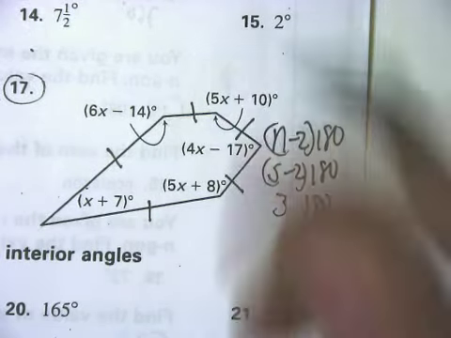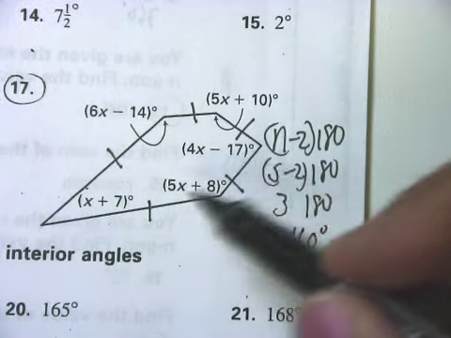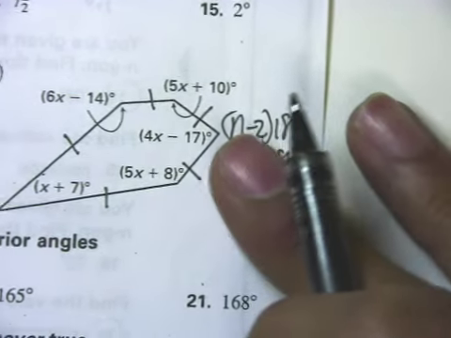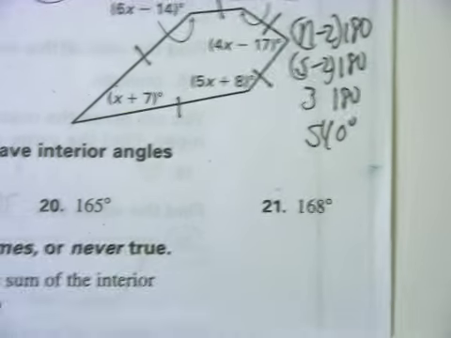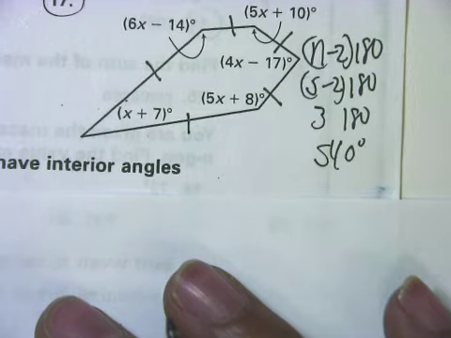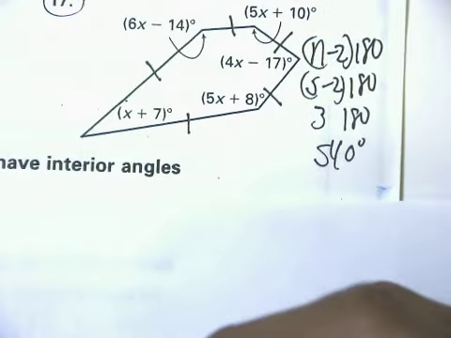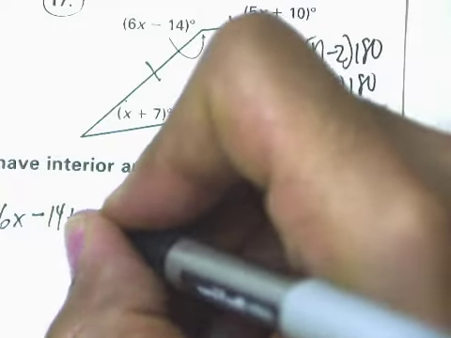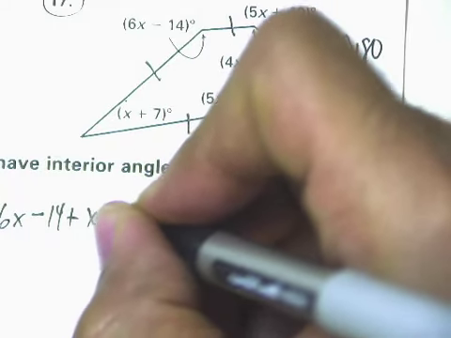N minus 2 times 180. 5 minus 2 times 180. 3 times 180. And 3 times 180 gives me 540. So I know that there should be 540 degrees inside this polygon. So when I add up all these angles together, they should add up to 540 degrees. So let's do that.